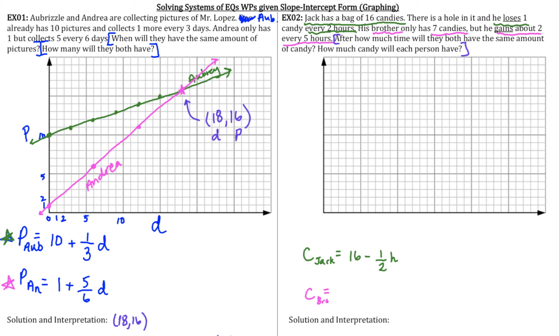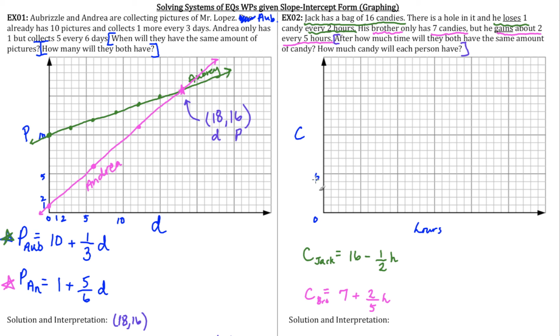And his brother, on the other hand, only starts off with 7 candies. But the number of candies increases. He gains about 2 candies every 5 hours, or about 2/5 of a candy on average per hour. So let's go ahead and mark this. So this will be the number of candies, number of hours. You can also put time and then hours, but you're fine.